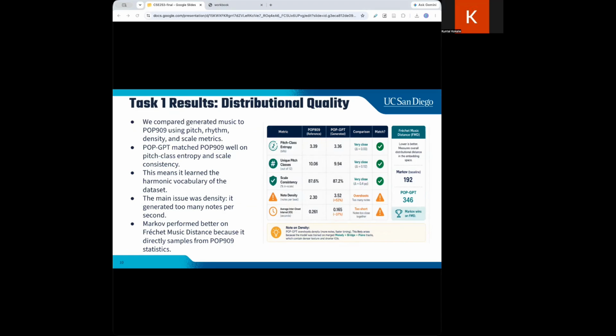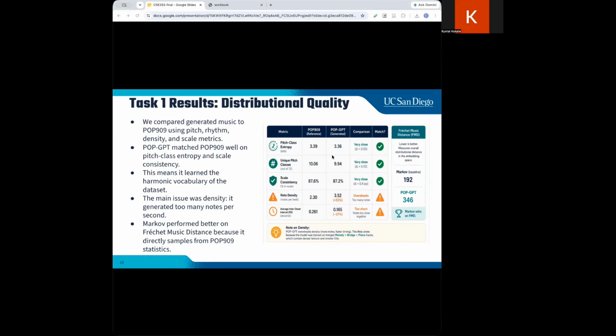But we also need to see the distributional quality. Likelihood isn't everything. We also need to check whether the generated music looks like Pop 909. So Pop GPT does very well on harmonic metrics. Pitch class entropy matches Pop 909 almost exactly, which is like 3.36 versus 3.39. So does the number of unique pitch classes, 9.94 versus 10.06, and scale consistency as well, which is around 87% for both. The model clearly learned Pop 909's harmonic vocabulary.